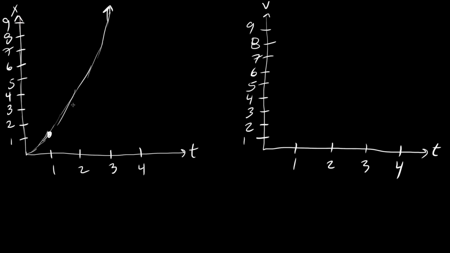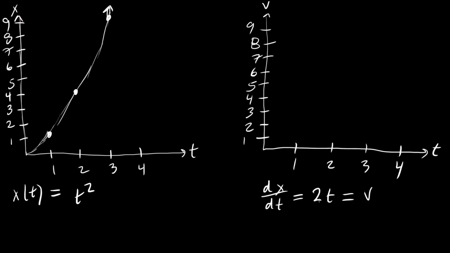Okay, so here are the points on the quadratic function. And now, actually before that, we'll just write what the function is. So x of t is equal to t squared. You could verify yourself that this is the function. And then if we take the derivative of this function, so dx/dt, we get 2t. And this is the same thing as the velocity function.